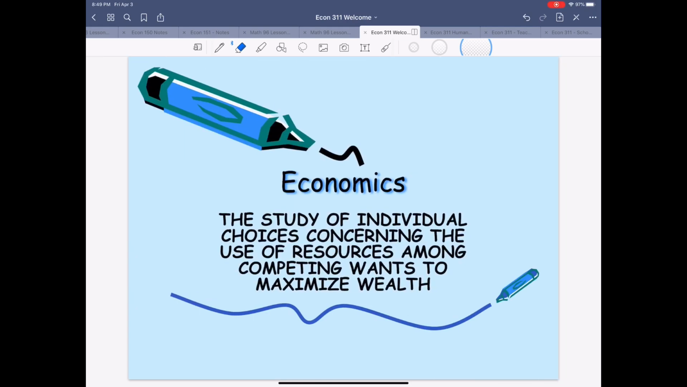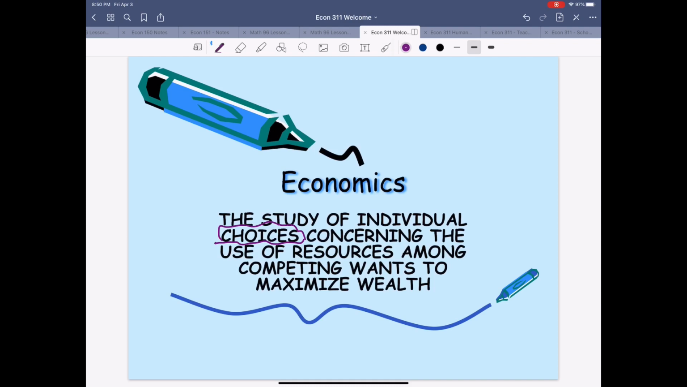So here's our definition. Economics is the study of individual choices concerning the use of resources among competing wants to maximize wealth. That is quite a lot, and it might not be what you expected it to be. It could be that you thought economics had a specific meaning, or it was only about money or transactions of that nature. But the fact is, at its heart, economics is a social science, and it concerns itself primarily with choices. And that's going to be an important thing we talk about a lot, this idea of choices in economics.